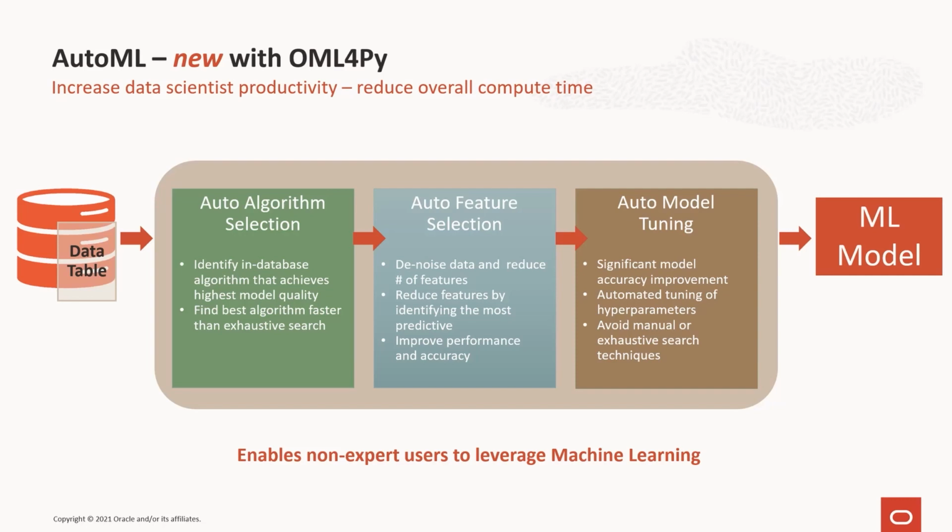With automated feature selection, the goal is to denoise data by eliminating features that don't add value to the model. By identifying the most predictive features and eliminating noise, model accuracy can often be significantly improved with the side benefit of faster model building and scoring. Automated model tuning tunes algorithm hyperparameters and can significantly improve accuracy while avoiding manual or exhaustive search techniques, which can be costly both in terms of time and compute resources.